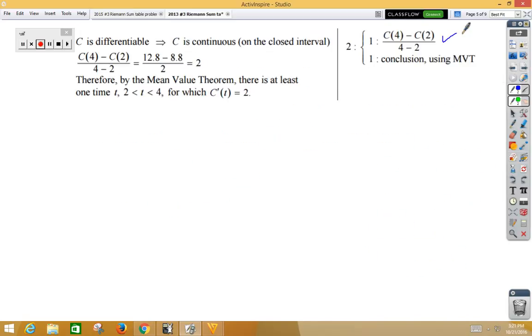Notice, 1 point for the calculation, 1 point for the conclusion. You must use the mean value theorem. Try to write a sentence for this, but include the mean value theorem.